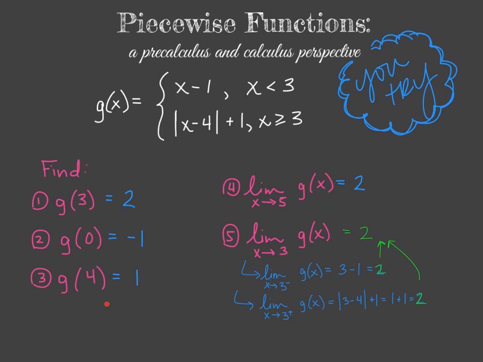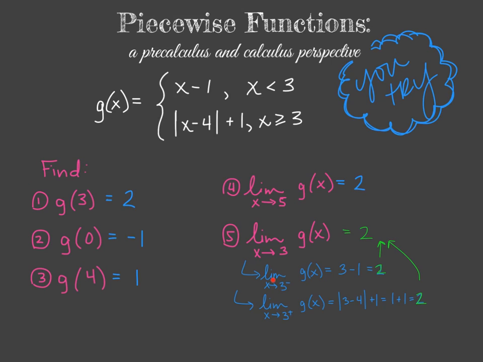These first three are basic plugging in. This is a pre-calculus method. When I say pre-calculus, I just mean before calculus. So all we're doing is evaluating at 3, so we plug in down here. 3 minus 4 is -1. The absolute value would be 1 plus 1, where we get 2. Plugging in 0, we'll plug into the top function, so -1. Plugging in 4, we plug into the bottom function, so we'll get 0 plus 1.